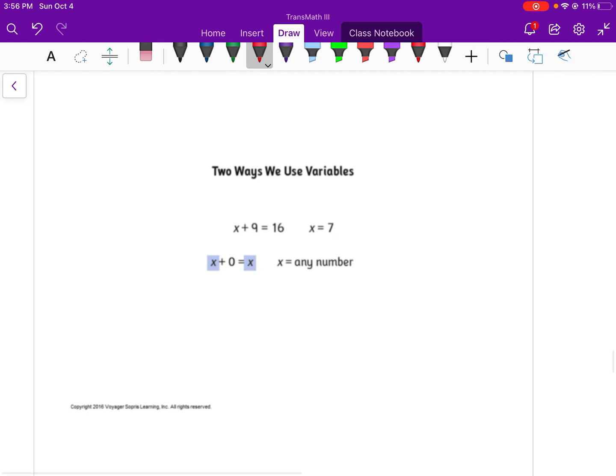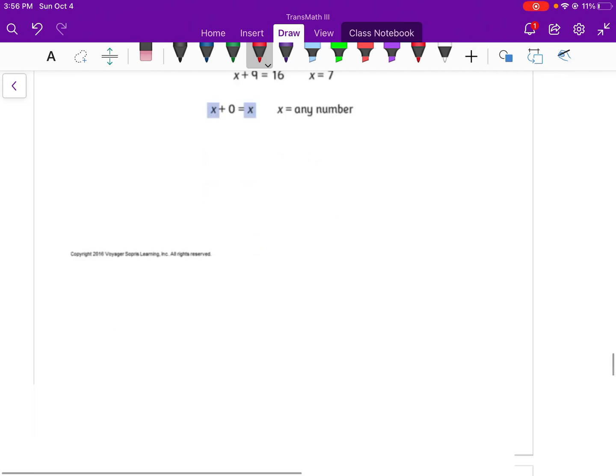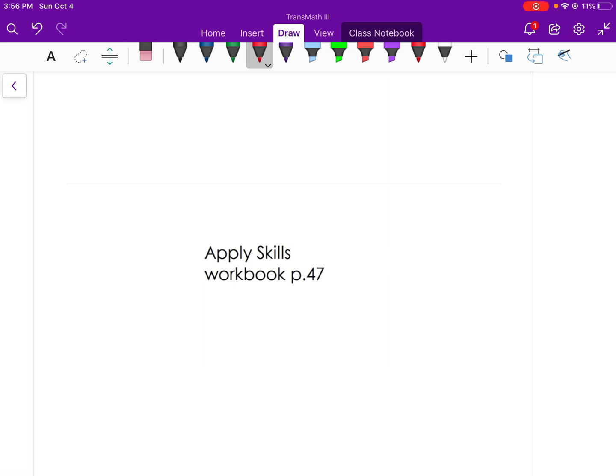And we're saying x can be any number. It's called a variable, so those numbers can vary. Go ahead, apply skills, page 47. Go ahead, work on that, and pause the video.